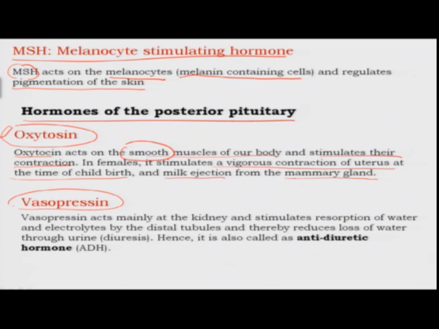As the name tells you itself, vasopressin regulates the constriction of blood vessels. It actually acts mainly in the kidney and stimulates the resorption of water and electrolytes by the distal tubules, and thereby reduces the loss of water through the urine. This process of loss of water in the urine is known as diuresis. Therefore, the other name of vasopressin is antidiuretic hormone or ADH. It prevents the loss of fluid in the urine.